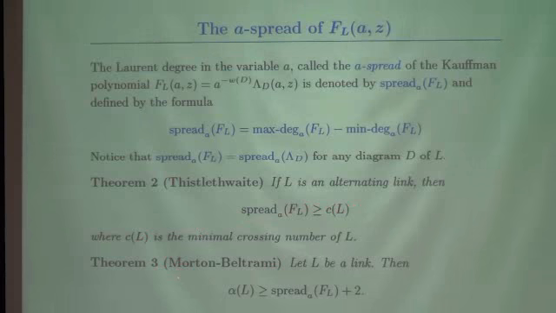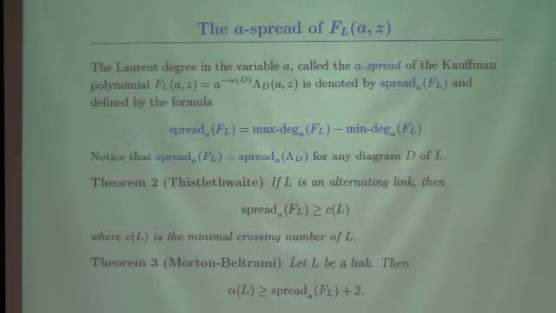And Hugh Morton and Elisabetta Beltrami show that if L is a link, then the arc index is bounded from below by the A spread of the Kauffman polynomial of L plus 2. Okay, so in the case of an alternating link, alpha of L is bigger than or equal to the crossing number plus 2. And Bae and Park say alpha of L is less than or equal to crossing number plus 2.